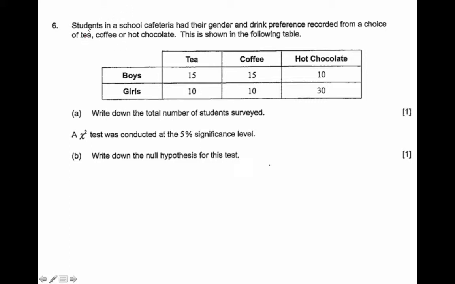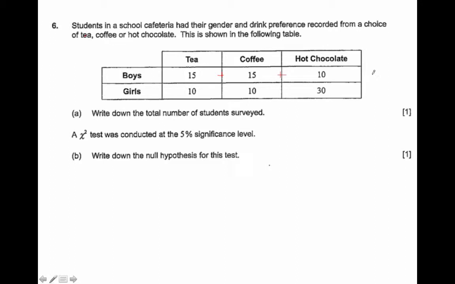Okay, chi-squared question. We are shown a survey of boys and girls, and whether they drink tea, coffee or hot chocolate. First question says write down the total number of students. So in this two-way contingency table, we could think about what the rows total up to and what the columns total up to.